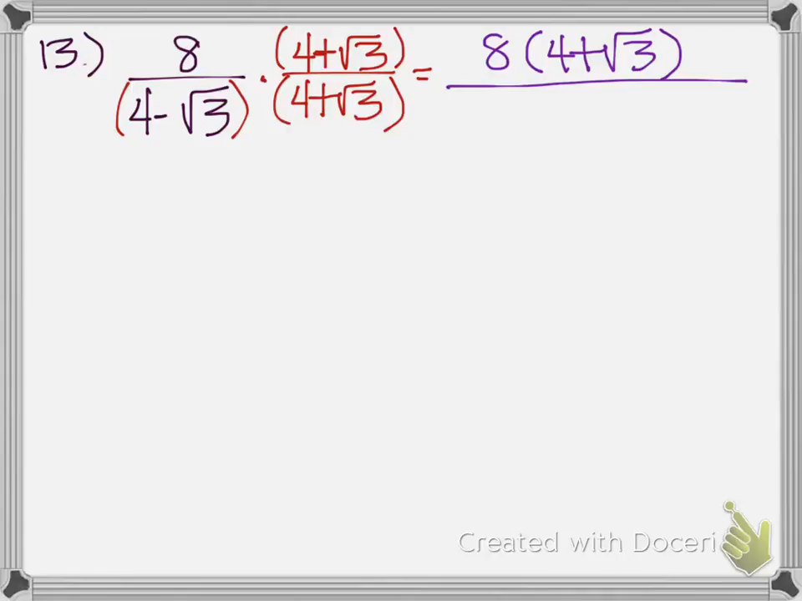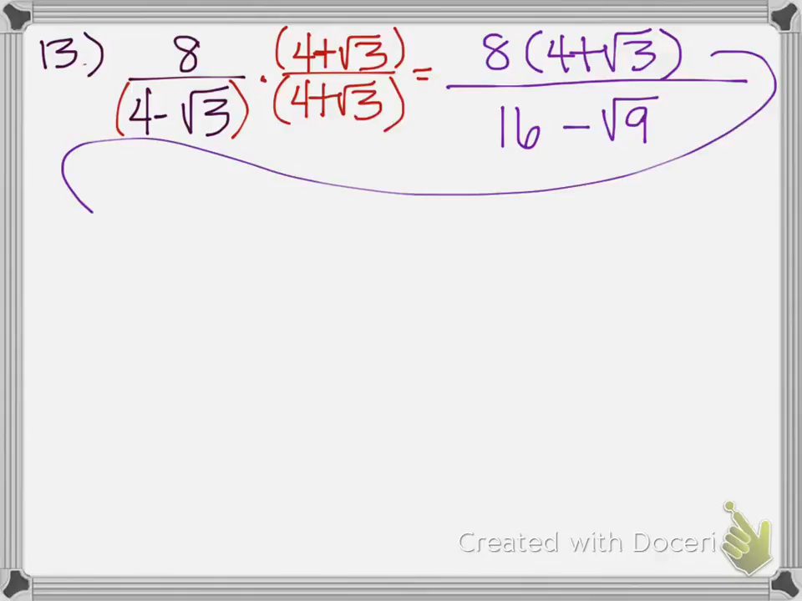So all I'm going to focus on is my first terms, which is 4 times 4, which is 16. And my last terms, which would be negative, because one's a positive, one's a negative, square root of 3 times square root of 3, which is square root 9. My outers and inners would just end up being opposites and canceling out anyway, so I'm not even going to worry about them. If you want to do all 4 terms of FOIL, you can.